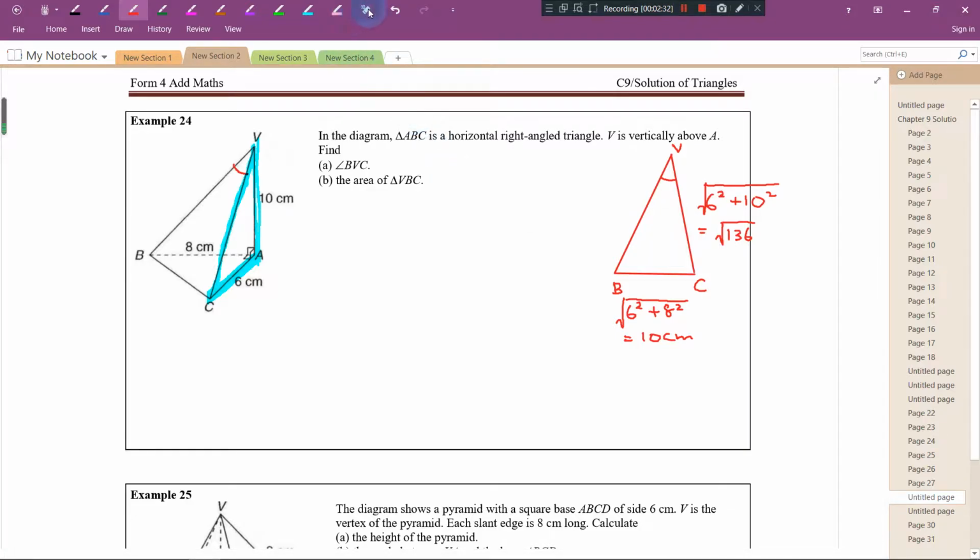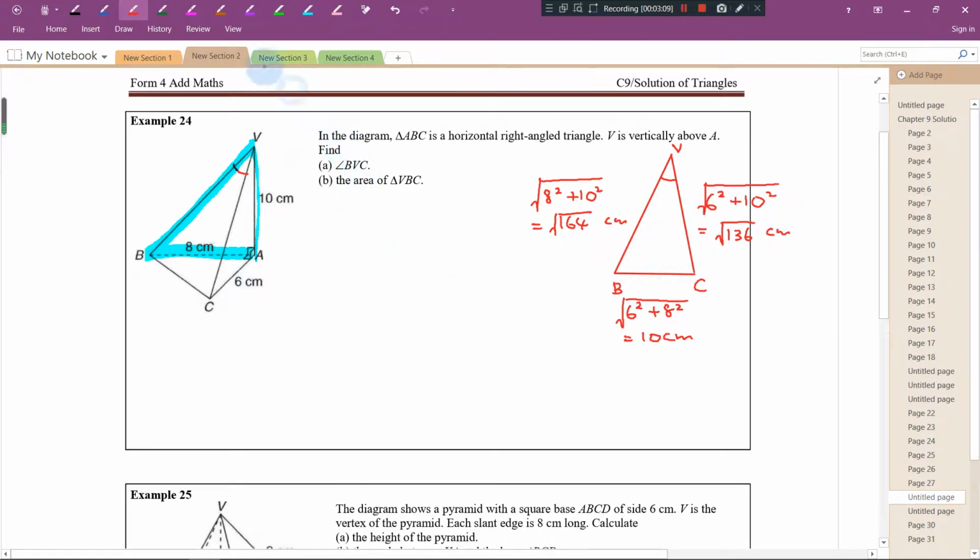Okay, now let's try to find the side length of VB. Here I have another right angle triangle, and VB is the hypotenuse of this right angle triangle. So VB is equal to the square root of 8 squared plus 10 squared. So this will give me the square root of 164. This is in centimeters.